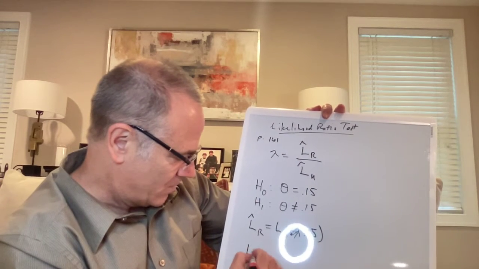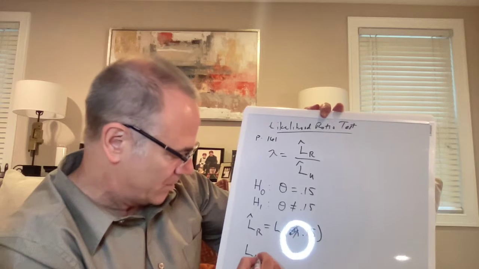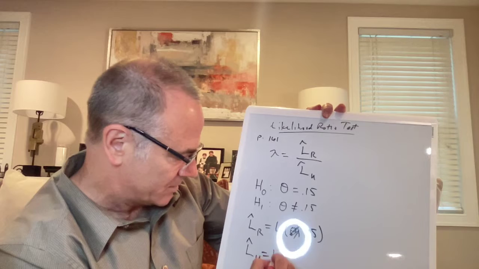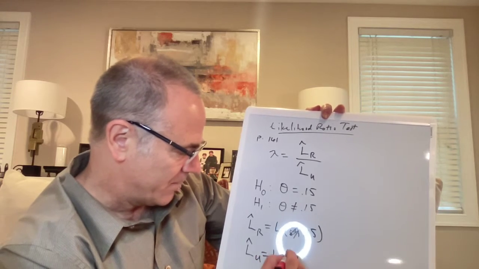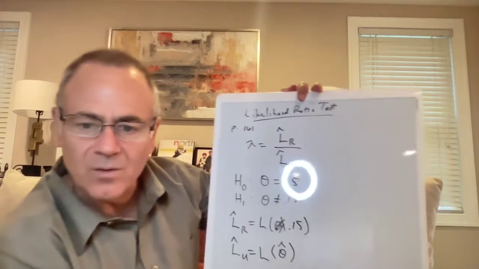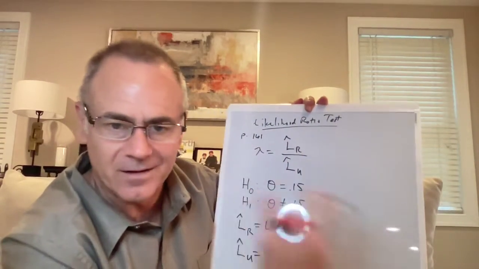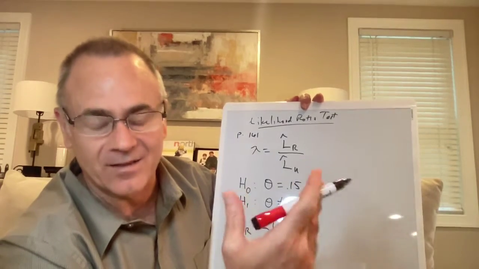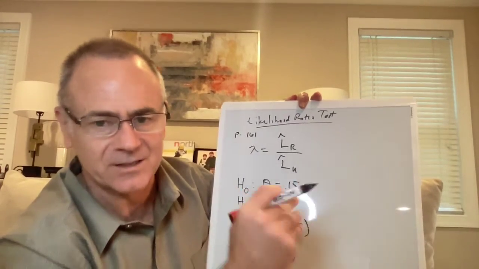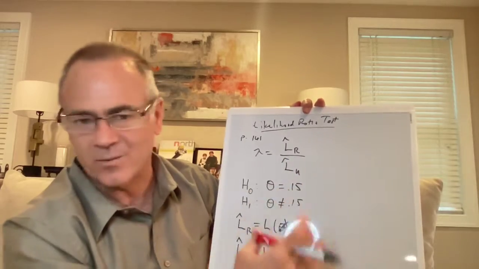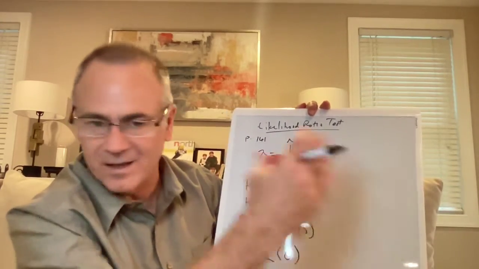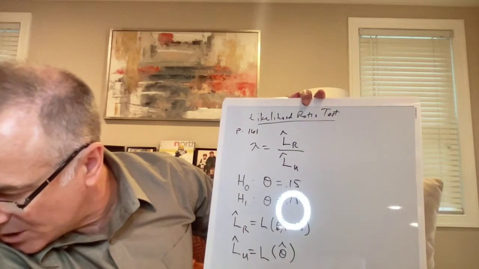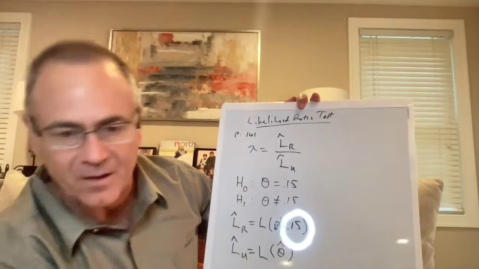And then we would also want to compute L hat U, and in this case, this is just going to be L of theta hat. So you tell the computer, find the theta that maximizes the likelihood function, and that's the unrestricted. We're not restricting theta at all. We're just saying let it be whatever you want.